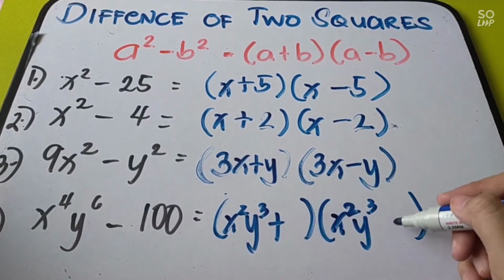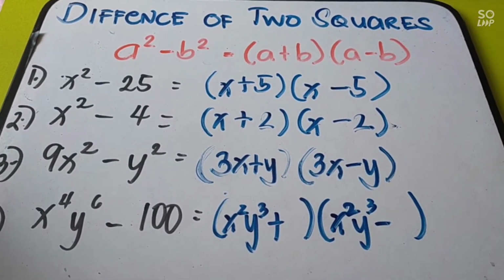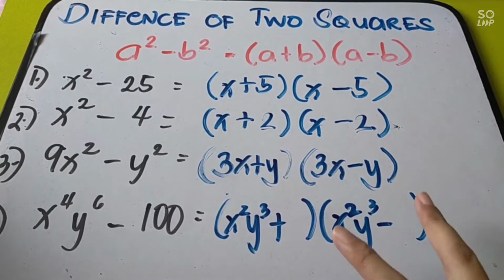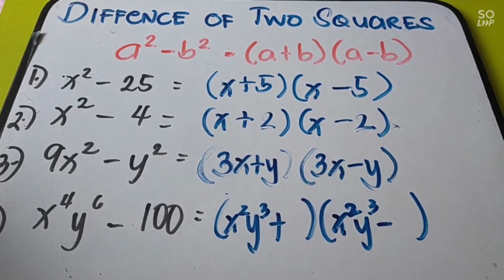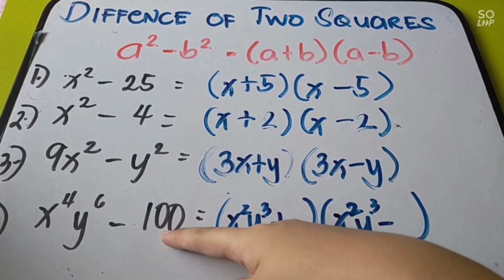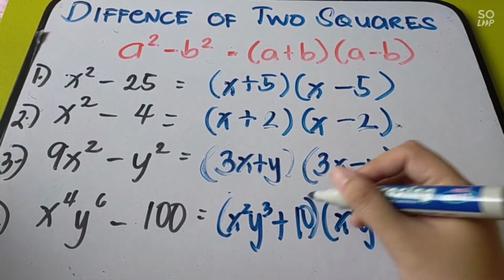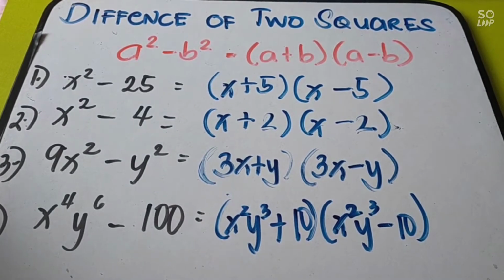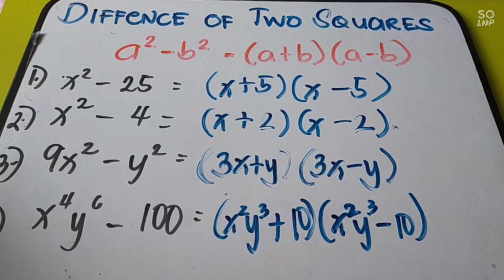Then, plus, minus. Ma'am, pwede po bang mauna rin yung minus kaysa sa plus? Yes po, pwede po siyang magkabaliktad. Okay? Basta, hindi lang siya parehas dapat ng sign. Kailangan isang positive, isang negative. Then, we have here, what's the square root of 100? The answer is 10. We have 10 and 10. Ayan na. So, that is how you are going to factor difference of 2 squares.